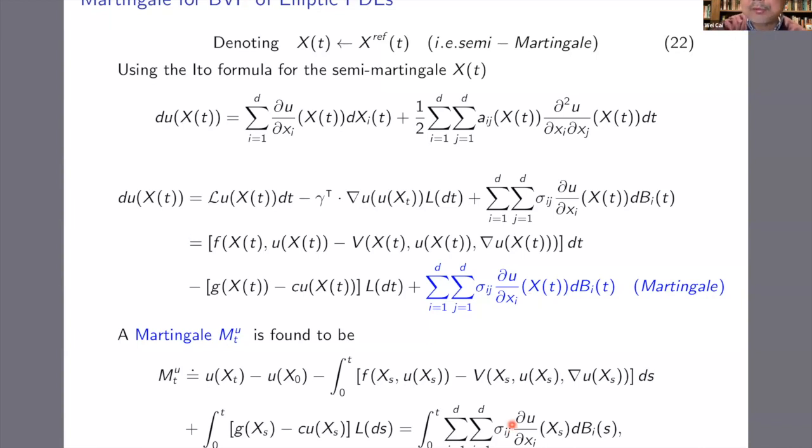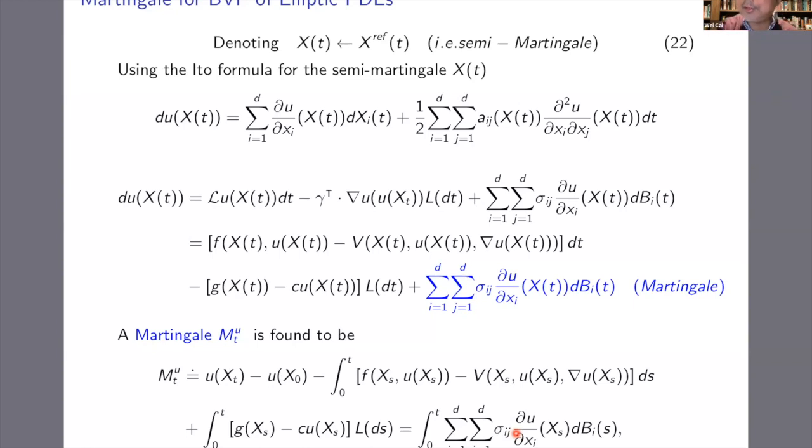Now that tells me if you define u(x) minus u(x0), because you integrate this difference, and the integral of this one, f minus v, and the integral of this term, the boundary term, and this whole thing is defined as M_t^u. It's the quantity which will be a martingale. The blue term is a martingale. So therefore, the M_t^u so defined is a martingale.